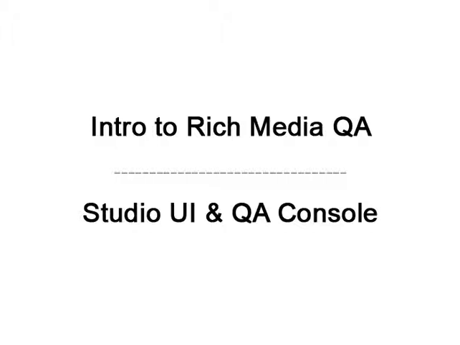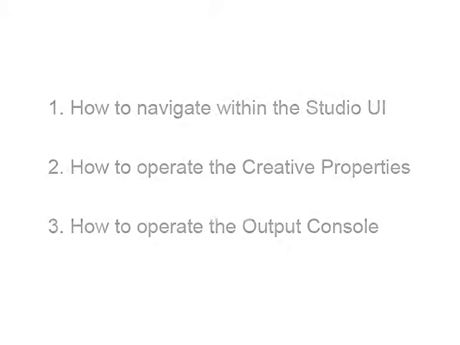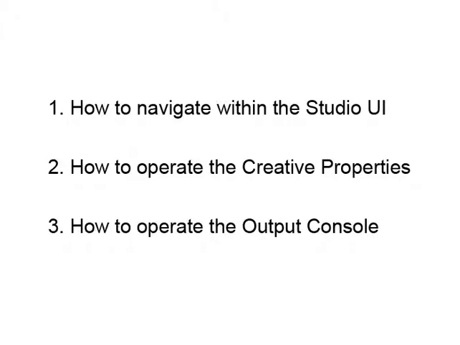Today, I'll walk you through how to QA from within the DoubleClick Studio UI using the Output console. By the end of this session, this is what I hope you know. I'll begin by briefly explaining how to navigate within the DoubleClick Studio Web UI, and then I'll show you how to operate both the Creative Properties and Output console in the Preview tab.